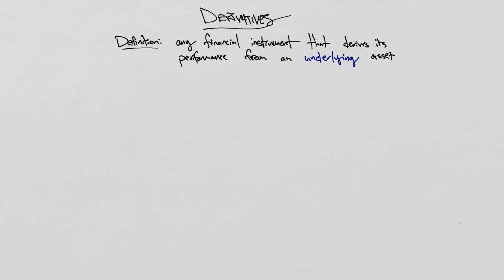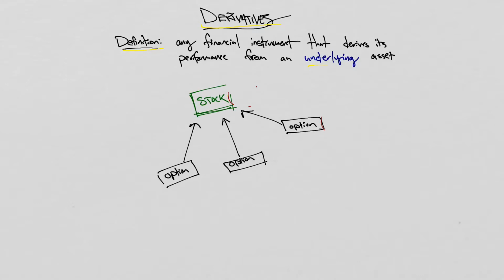Welcome to derivatives. Let's start with just an introduction of what derivatives are. And the definition is that a derivative is any financial instrument that derives its performance from an underlying asset. For example, you might have a stock, and the derivatives that are most common to stocks are those called options, which you may have heard of outside of this course.